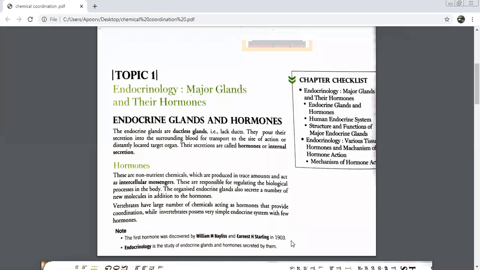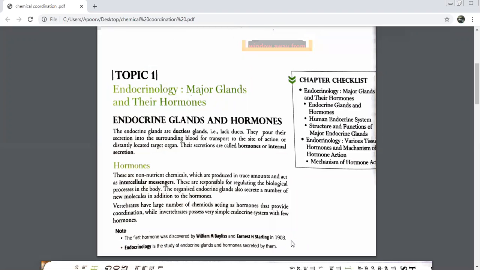Now let me very quickly take up the first page revision with you. Endocrine glands are which kind of glands, children? Ductless glands. So they don't pour their secretions into ducts. So where do the secretions go? Directly into the blood, into the surrounding blood. The hormones are also known by another name, internal secretions. Good.